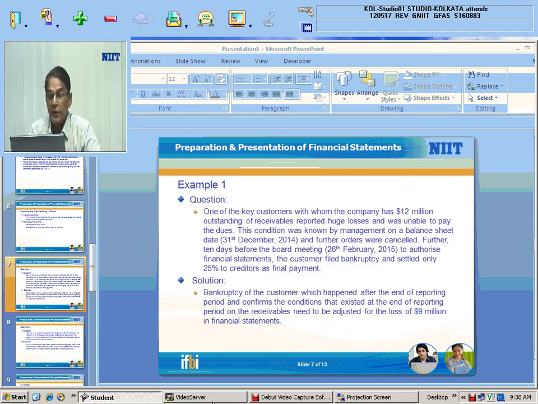So the bankruptcy of the customer, which happened after the end of the reporting period and before the authorization date of the financial statements, confirms the condition that existed at the end of the reporting period on the receivables, and it needs to be adjusted for the loss of 9 million in the financial statements. This is an example of events after the reporting date requiring adjustment.